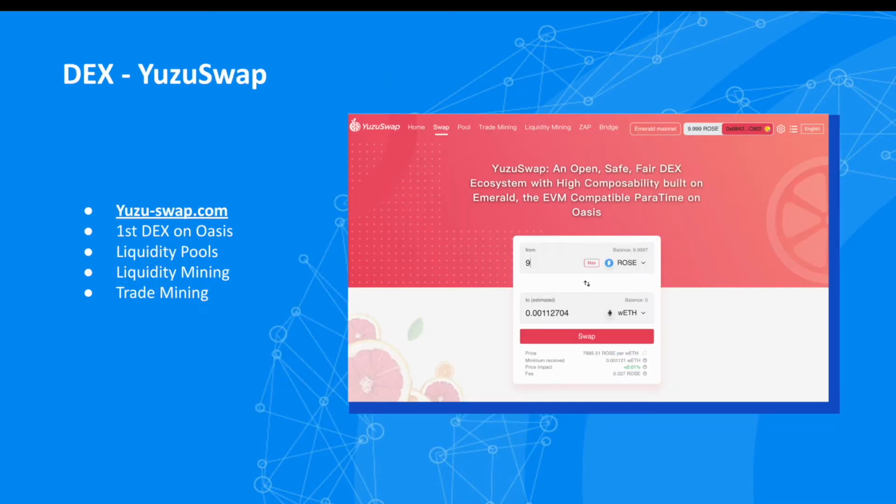Now let's go to the first example. The DEX that was first built on Emerald by the community is Uniswap. Uniswap is an open, safe, and, as they call it, fair DEX ecosystem where you can swap tokens, let's say Rose to wrapped ETH. You can swap Rose to USDC, ETH to USDC, and so on. So basically, you can swap just like on a centralized exchange, but in a decentralized way.